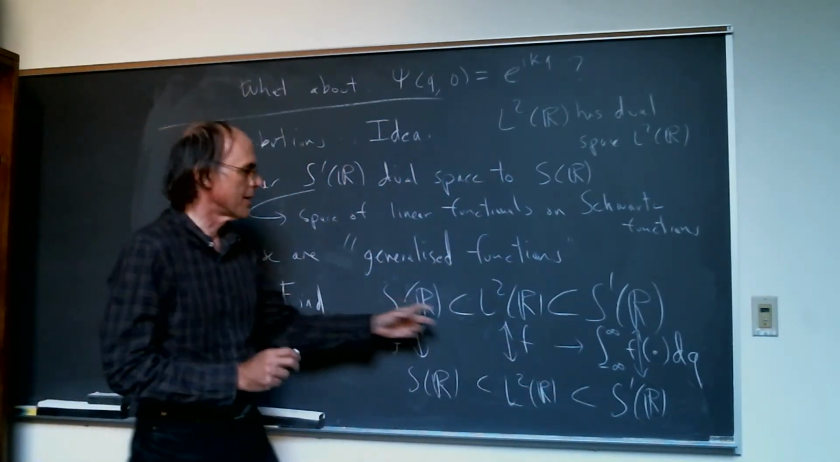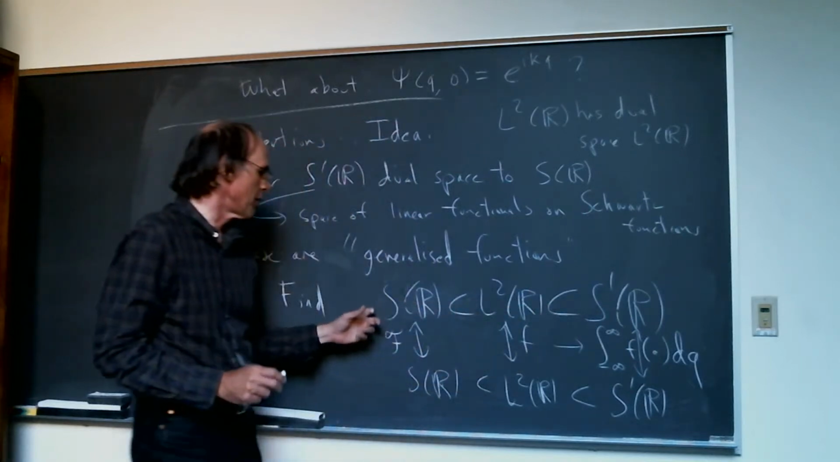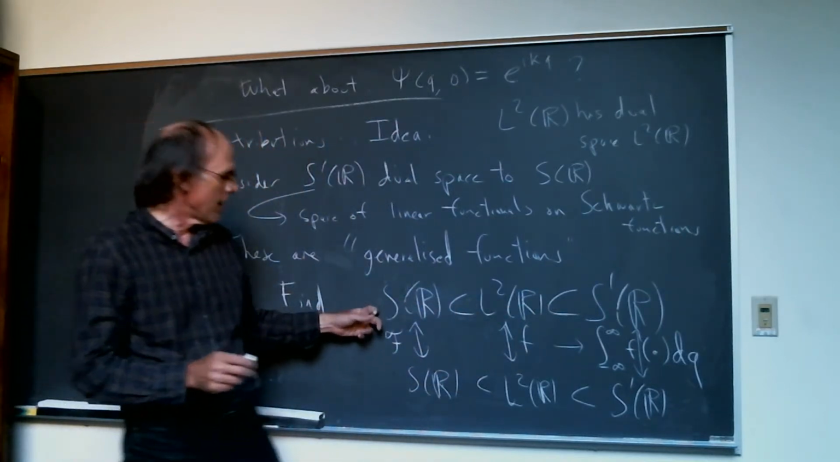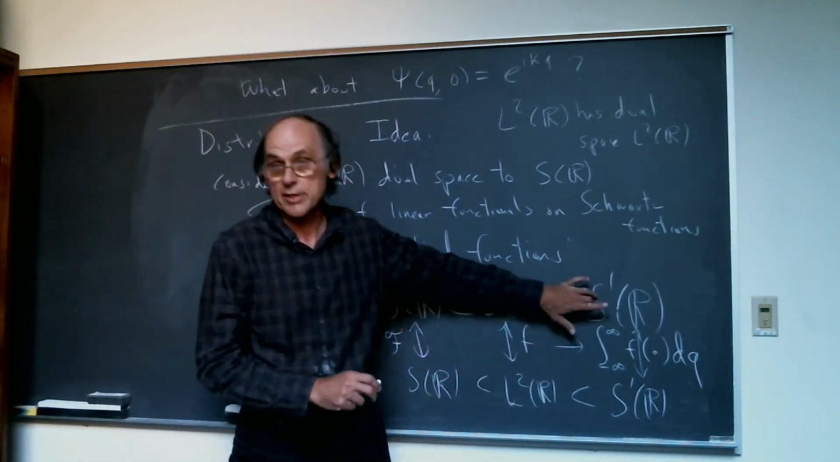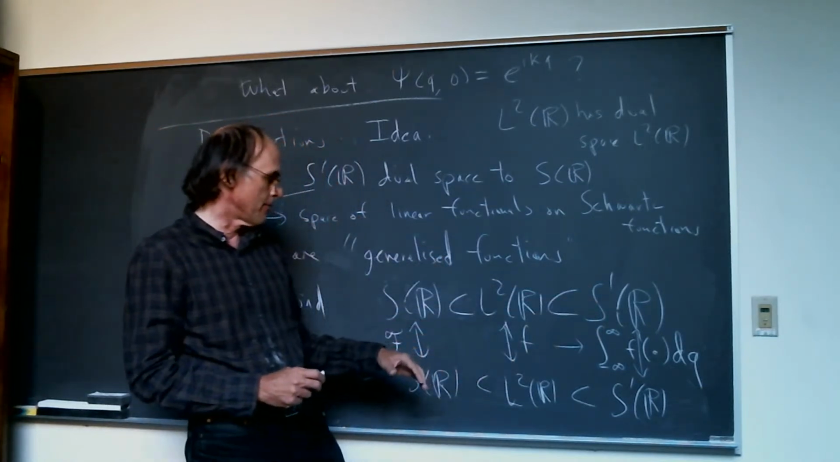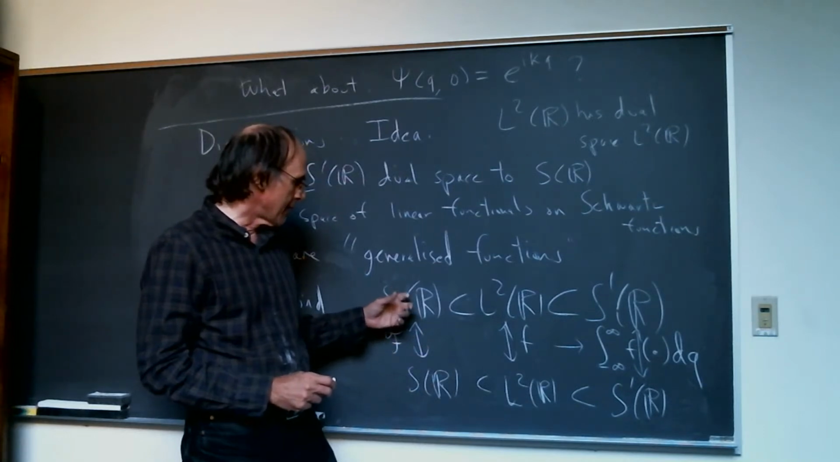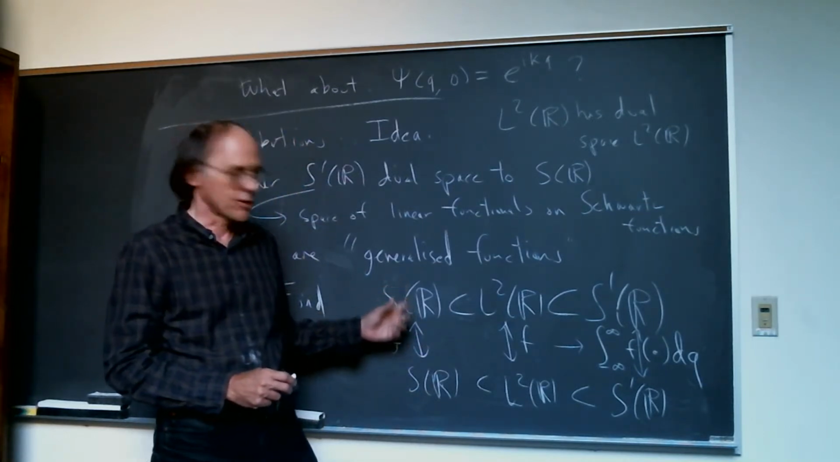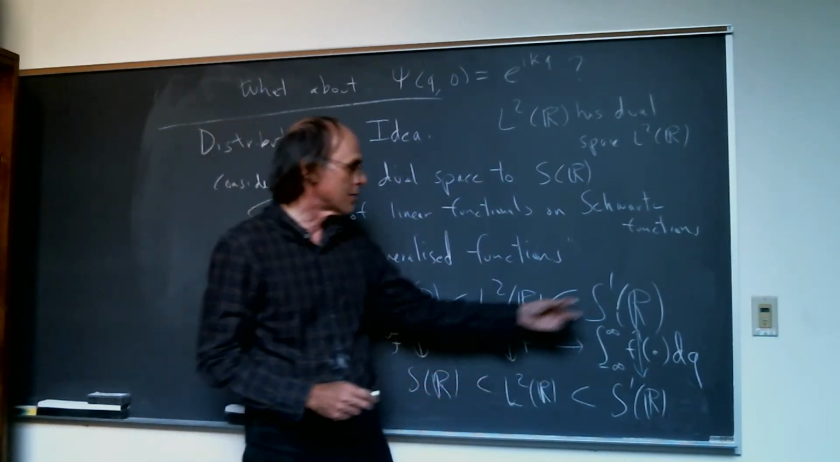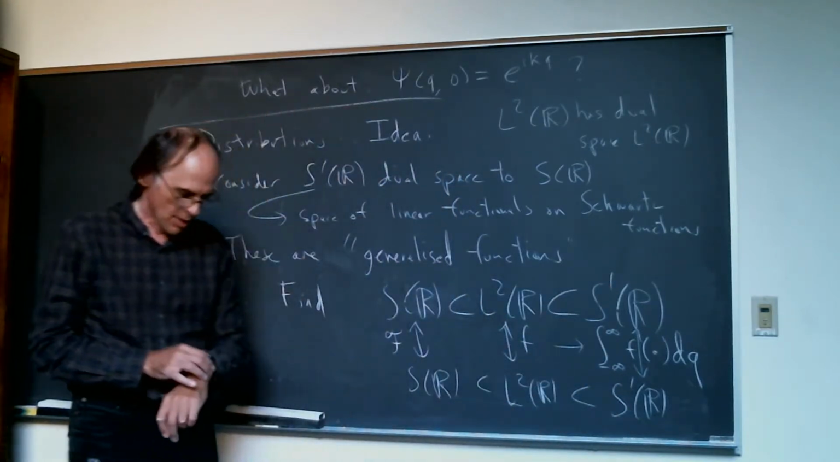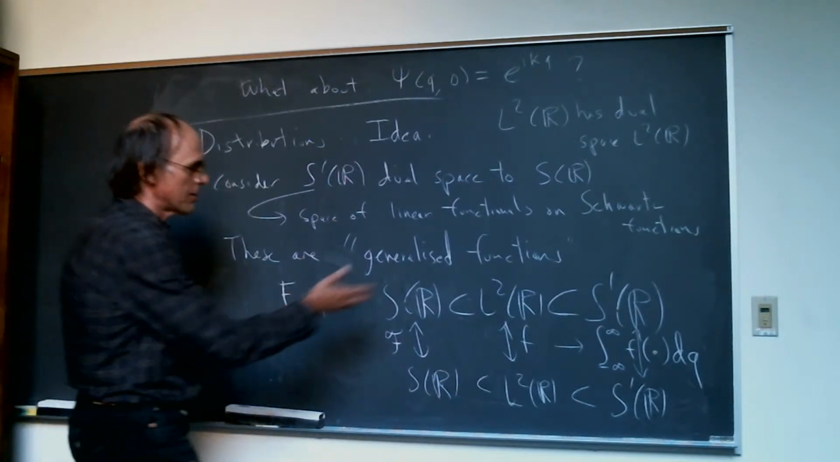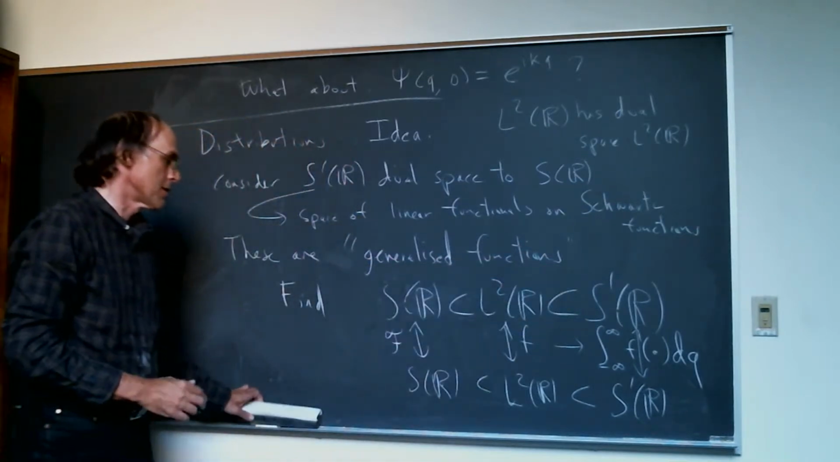Because these guys are just linear functionals on these guys, a lot of the nice properties of these guys are inherited by these guys. In particular, the fact that the Fourier transform takes you from a Schwartz function to a Schwartz function means it takes you from this kind of distribution to this kind of distribution. So I'll say a bit more about this, but this is the overall picture.